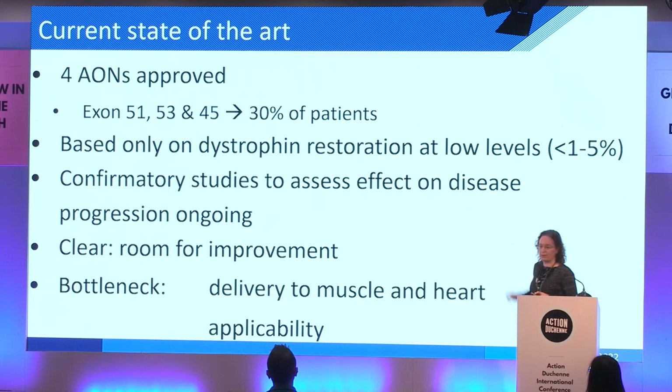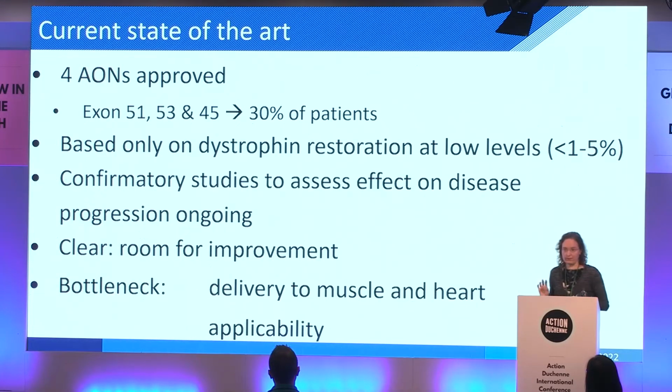This is only based on dystrophin restoration at very low level, generally around 1%. So what the FDA has asked the companies that develop these AONs to do is to collect data to confirm that these very low dystrophin levels actually slow down disease progression. And that's important because, well, first of all, the drug is very expensive, but also these AONs don't have eternal life, and they target something that also doesn't persist forever, so you need repeated treatment. You need weekly intravenous dosing.